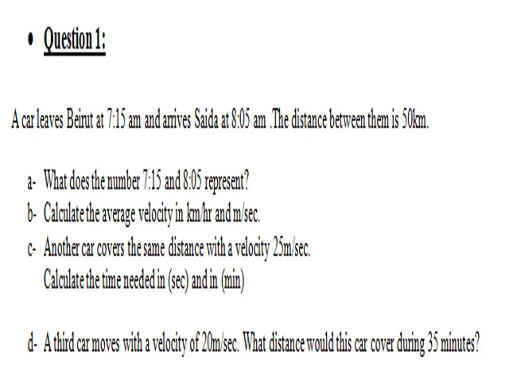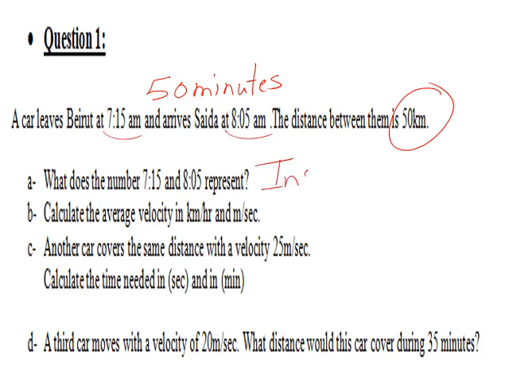What is the duration here? 7:15 to 8:05 represents about 50 minutes. Okay, this is 50 minutes. And the distance here is 50 kilometers. 7:15 to 8 is 45, 8:05 is 50. What do the numbers 7:15 and 8:05 represent? They represent instants of time.